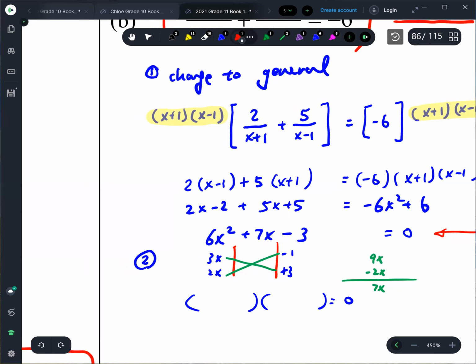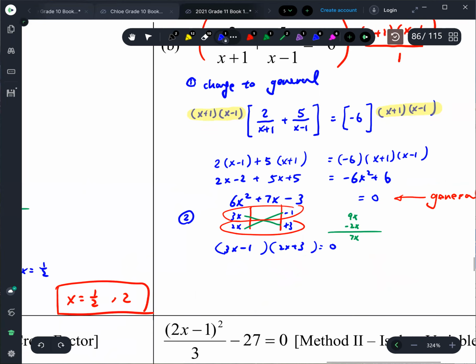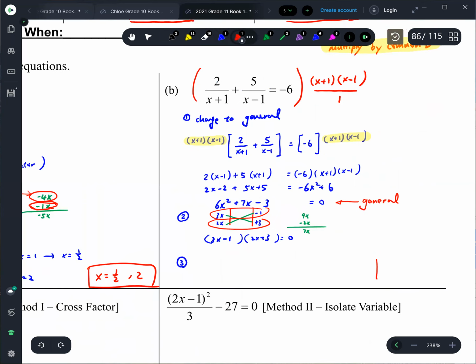You write 3x minus 1 in the first bracket, and for the second one, 2x plus 3. Very good. Okay, now you know how to do cross factor. So we got our factors: 3x minus 1, 2x plus 3. Then you move on to the final step. Okay, final step, you need to solve. All right, so I'll let you complete the rest. Raise your hand if you found the 2 answers. Please put it in a box. Okay, what x equals.